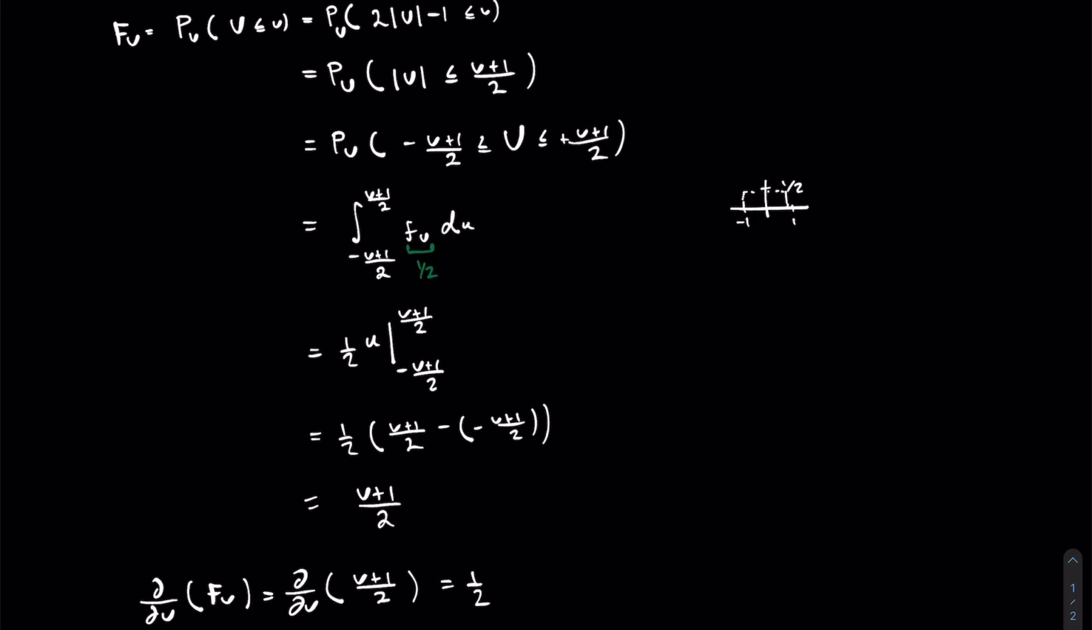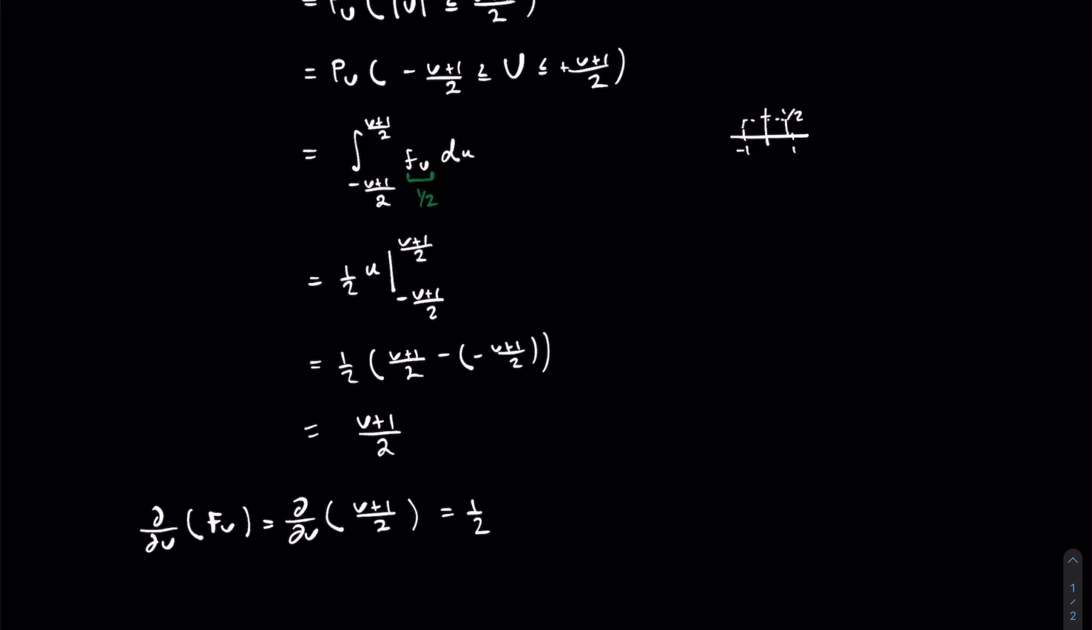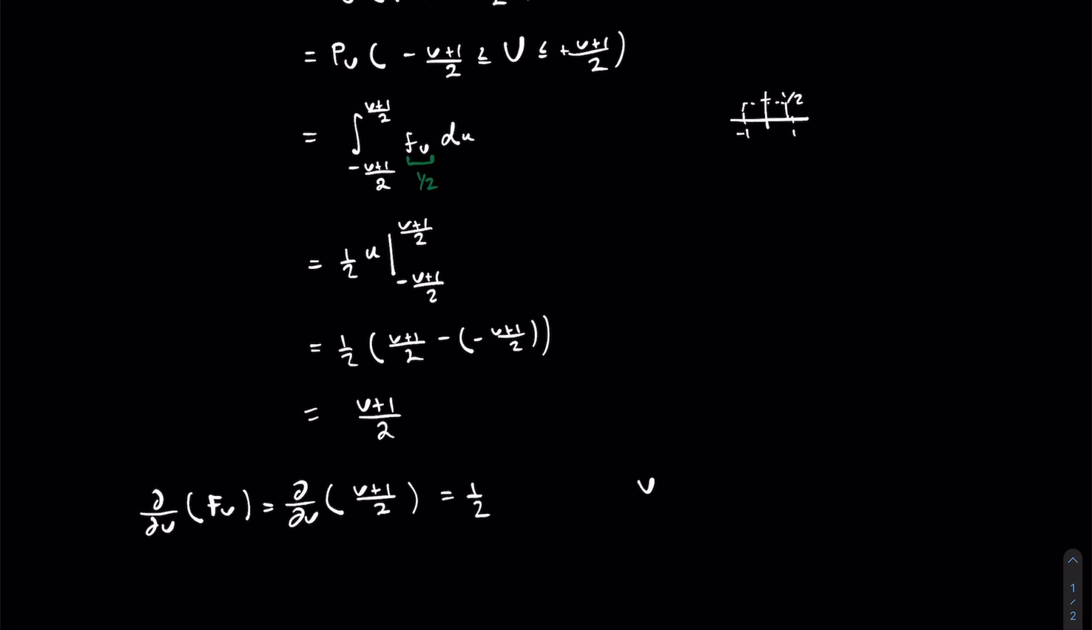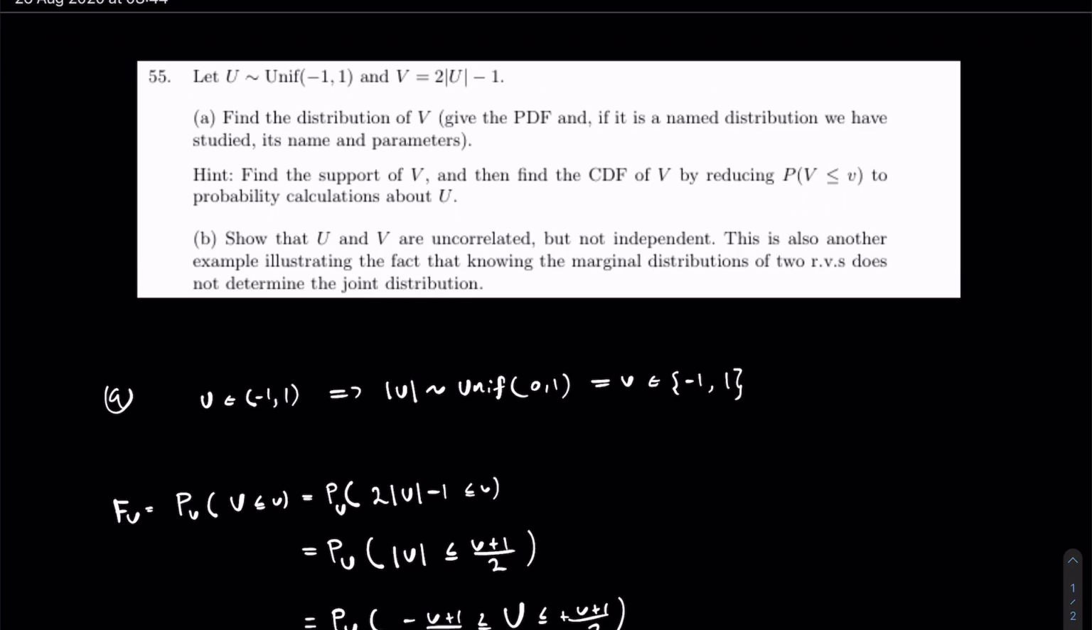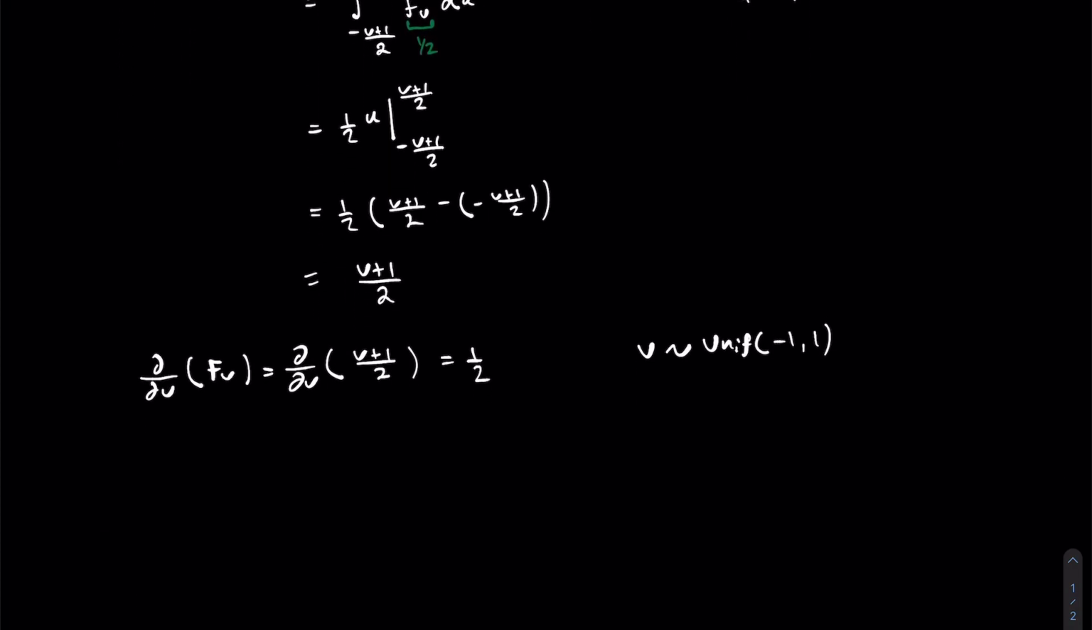So we can then, and that is, to clarify, a uniform random variable. So this is also uniform, and we know that the support is from minus 1 to 1. Okay, so let's think about the second part here. We're going to show that U and V are uncorrelated, but they are not independent.